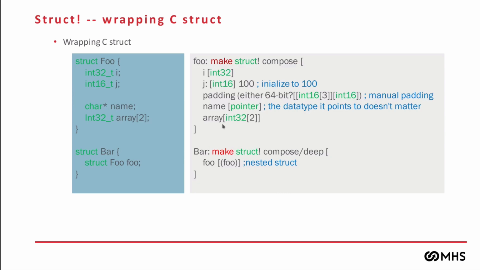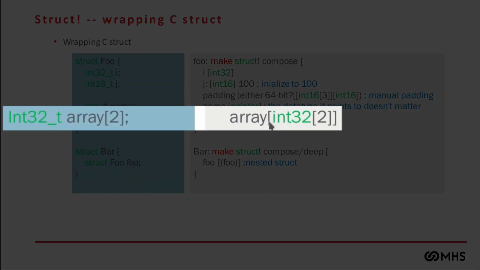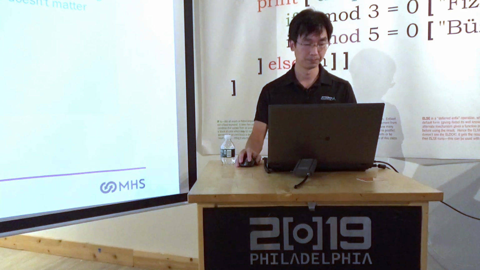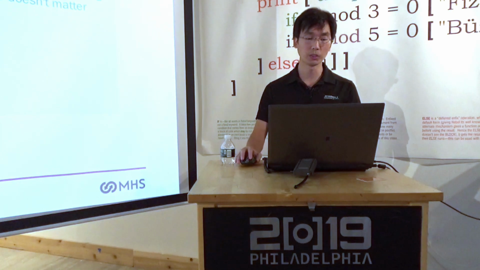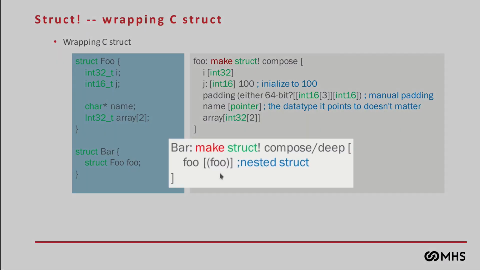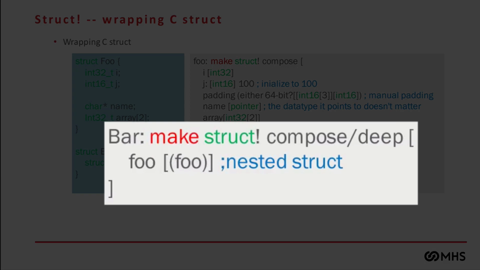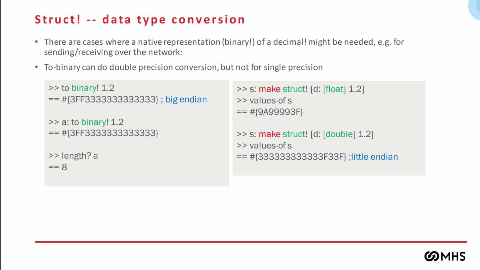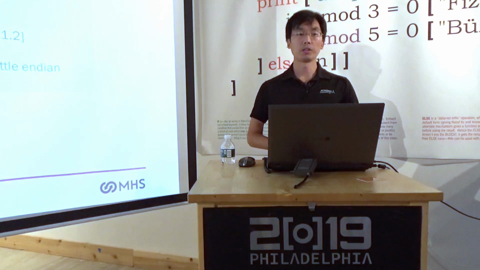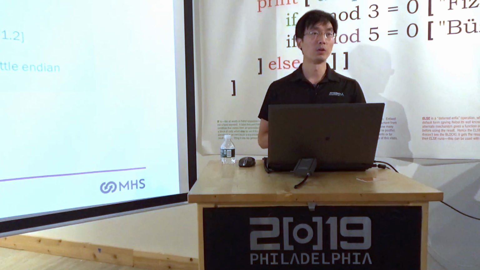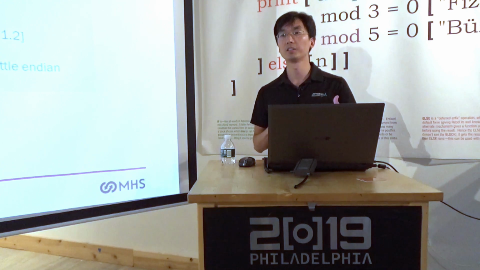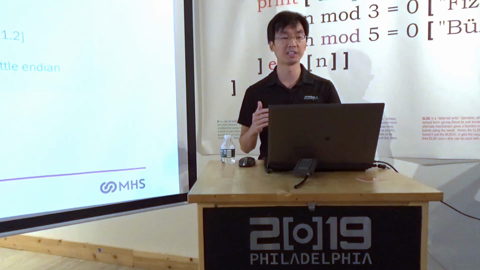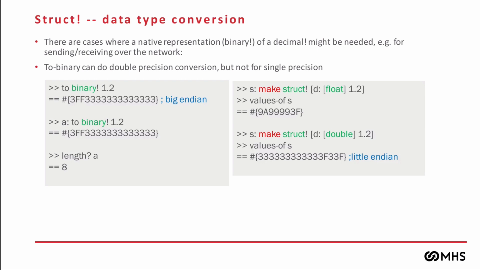And we can also wrap the array. You just need to put the size of the array after the data type. And it can also do the nested struct. This is something that Rebol 2 cannot do. So, like I said, another feature of this struct is doing the conversion between the Rebol value and the native representation of the primitive data type.